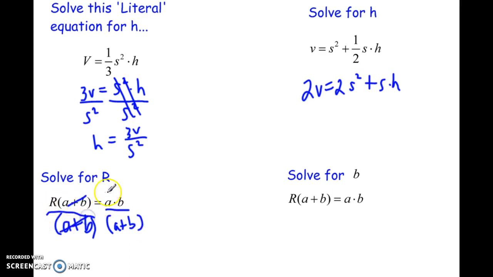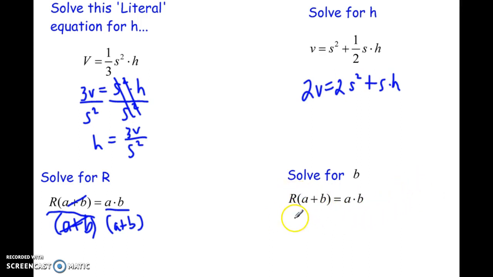That cancels, you get R equals that. So that's your answer there. Now, I did that for a reason, because we're going to try to solve this one for b, and it's a little tougher. You can see that there's b's on both sides. The first thing I might try to do is isolate the b's. So I'm going to put the b's on one side and the r's and the a's on the other side.